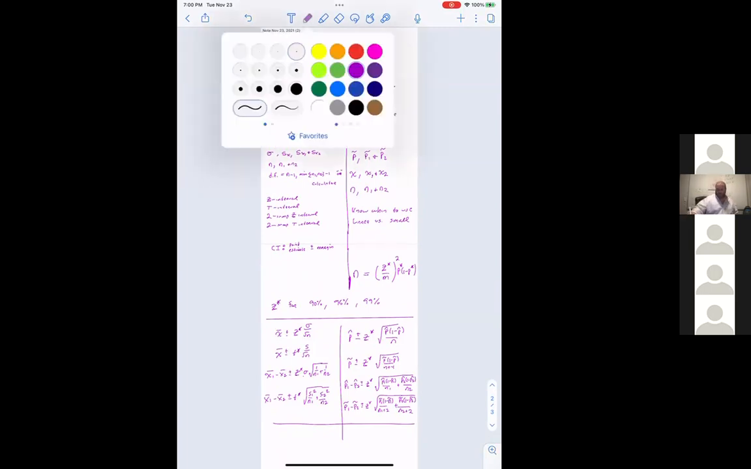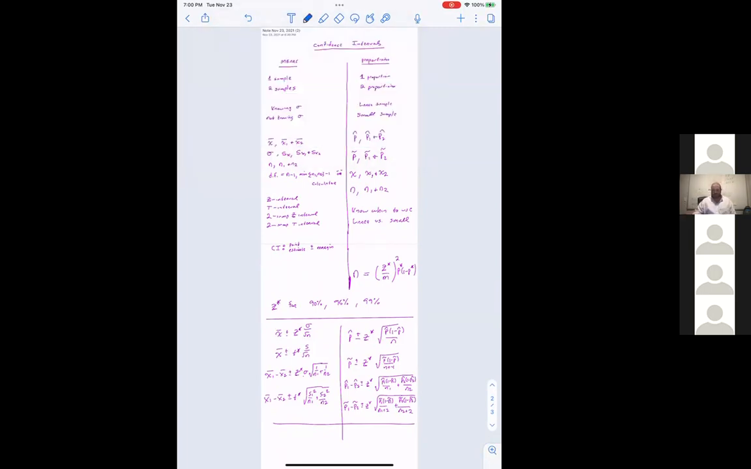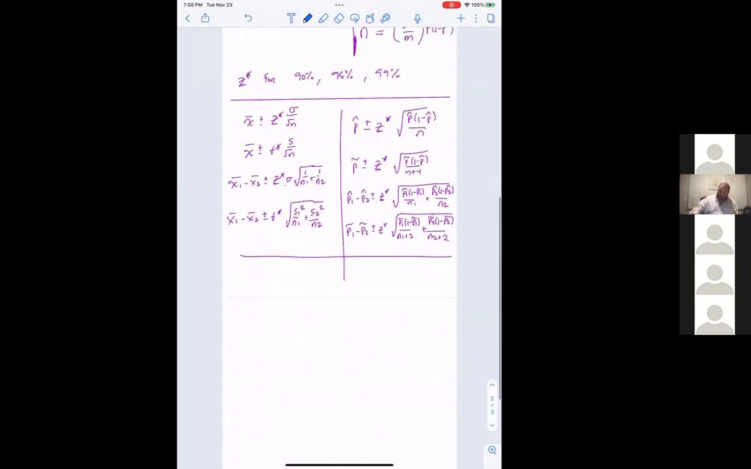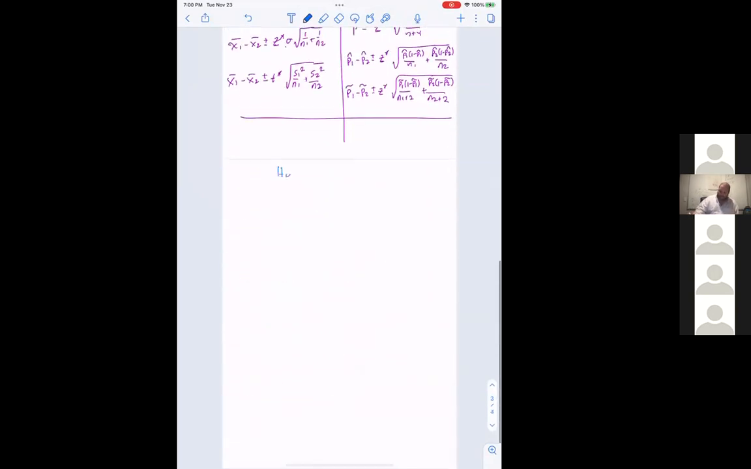If there are no questions on confidence intervals, now we go to hypothesis testing. So the other half of the coin, hypothesis testing.